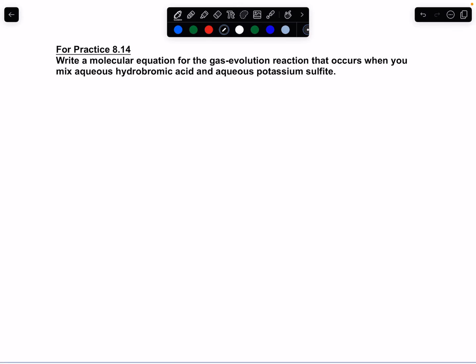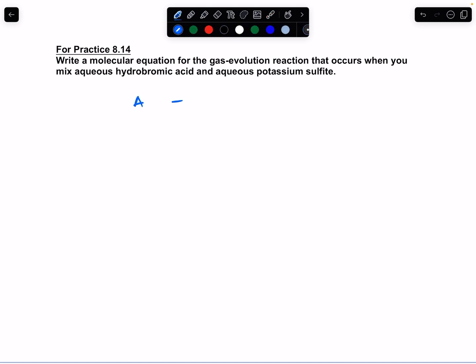So in this video, we're going to talk about gas evolution reactions, okay? And we're going to solve two problems on gas evolution reactions. But before we solve those problems, let's take a look at what exactly a gas evolution reaction is. So a gas evolution reaction is a reaction where you have, let's say, two compounds.